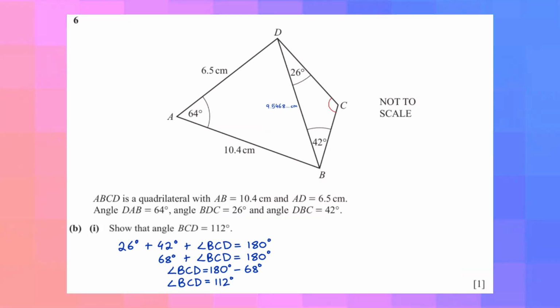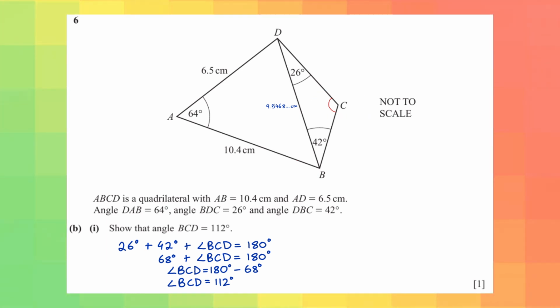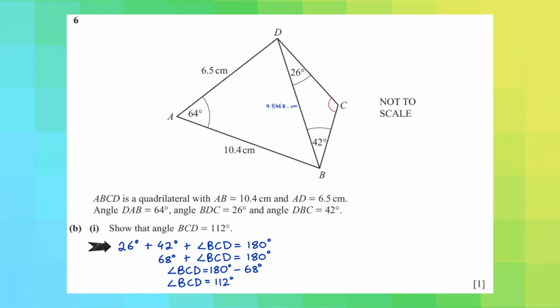Now to solve for part 1 of part B. It says to show that angle BCD equals 112 degrees. So this is angle BCD, which we have to show is 112 degrees. We know that the sum of all the angles in a triangle equals 180 degrees. This means that the sum of all the angles in triangle BCD equals 180 degrees. In other words, 26 degrees plus 42 degrees plus angle BCD equals 180 degrees.